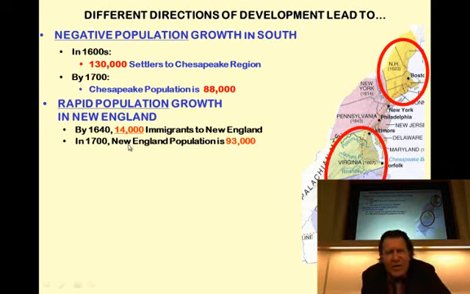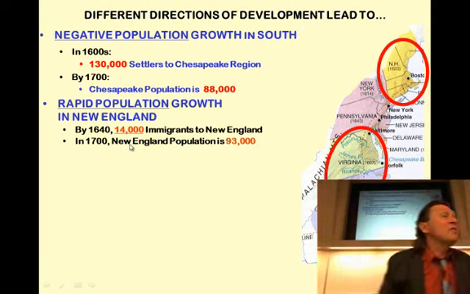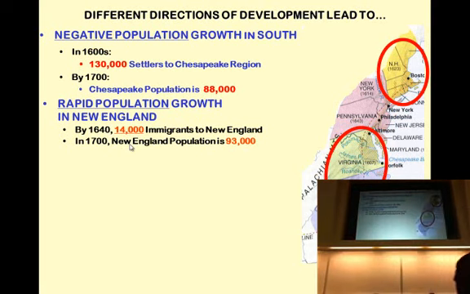So in the history of New England, a total of 14,000 Puritans go. Basically, that's the bottom line. By 1700, they'd proliferated into 93,000. Those 14,000 created 93,000 by having babies.